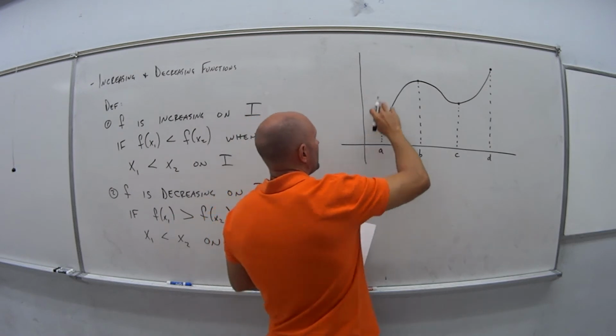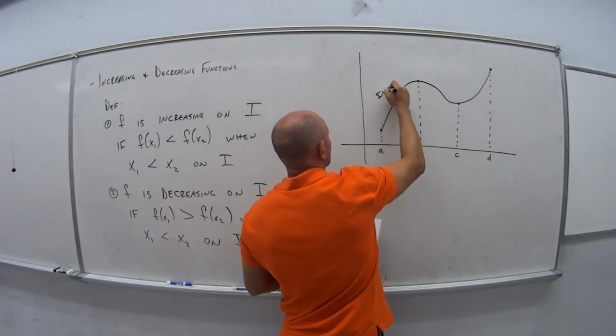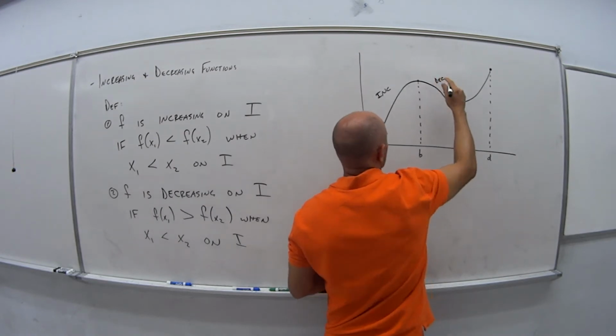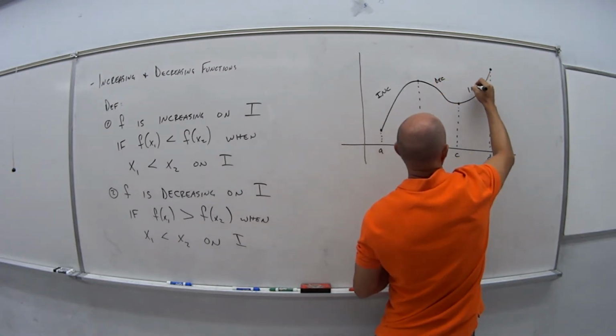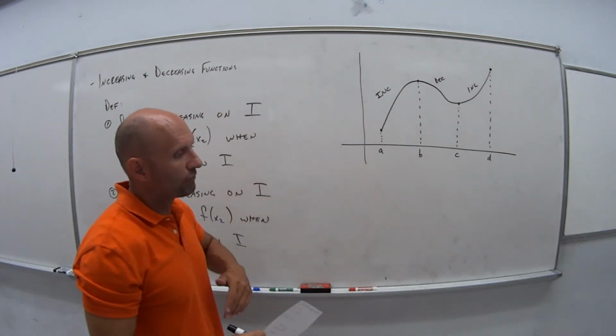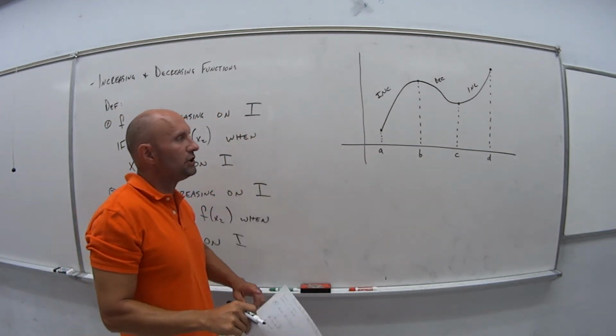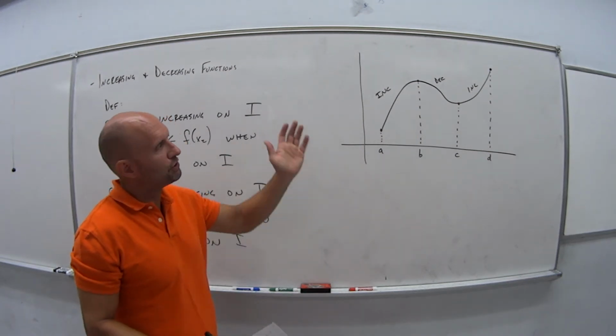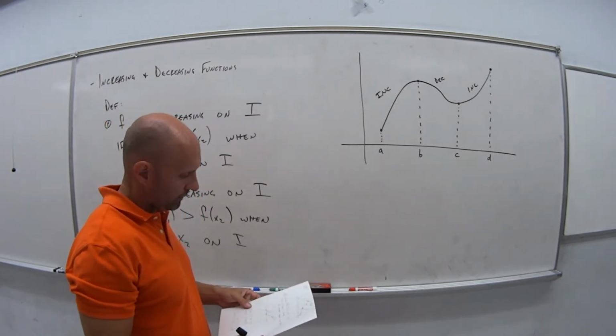So what? From A to B, we're increasing. From B to C, we're decreasing. And from C to D, we're back to increasing. So it doesn't have to be just one or the other, or one of each and that's it. Depending how far this thing goes, it could keep changing from increasing to decreasing.